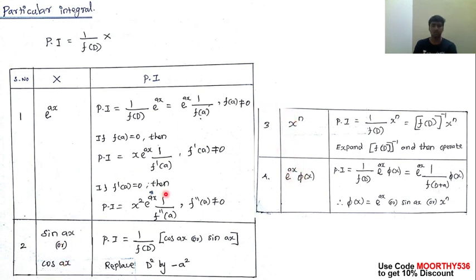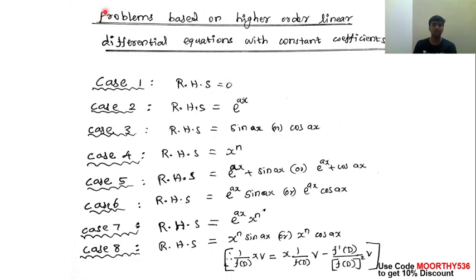Based on these 4 formulas, we have 8 cases. These are the different cases, for problems based on higher order linear differential equations with constant coefficients. Case 1, RHS is equal to 0. Case 2, RHS is equal to e power ax. Case 3, RHS is equal to sin ax or cos ax. Then case 4, RHS is equal to x power n.